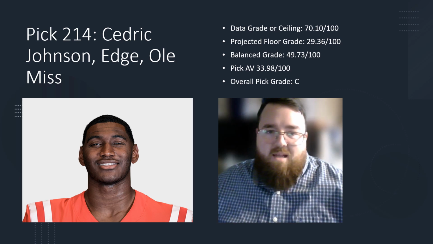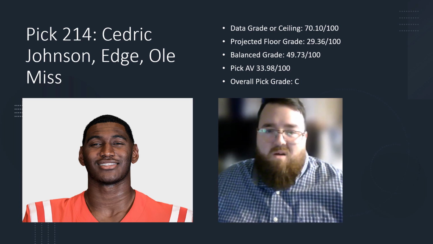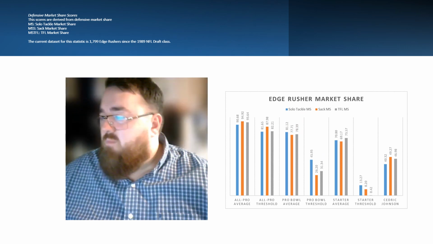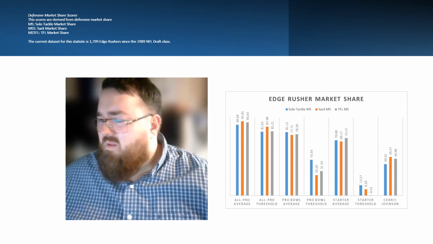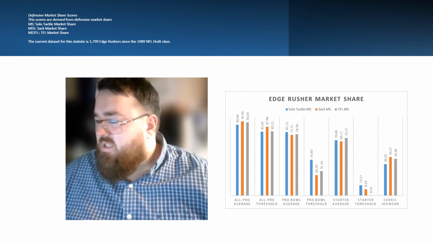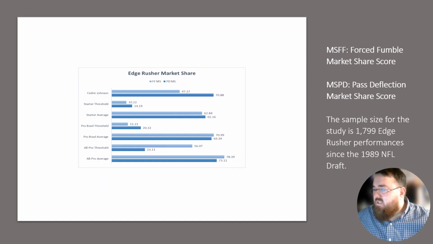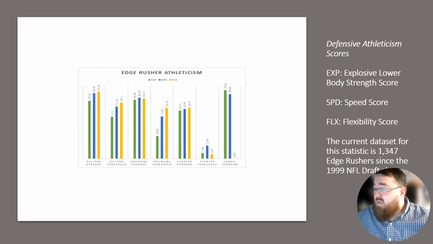When you look at his overall data here, there are a lot of positives to glean from that, if you will. Starting with his market share data, it wasn't the best. Below average in terms of solo tackle data, average sack data and average TFL data. These are not the numbers that you want to hit at the position there. Now, in terms of efficiency scores, he did well in terms of pass deflection market share, which is a positive. And when you look at athleticism, he did well there as well, 96 percentile explosiveness with 88 percentile speed.